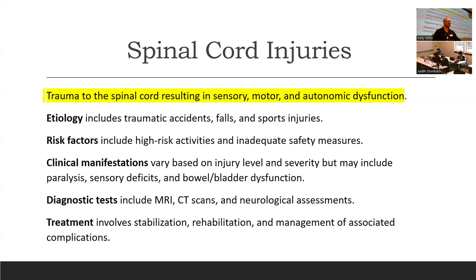Diagnostic tests, big ones are MRI and CT scan. CT scan is quicker, so they'll get them in for CT. And then as time allows, if everything's stable, we'll go into MRI. And then of course, the neurological assessment. Treatment, the biggest one is going to be stabilization, so keeping the neck and the patient aligned, and then managing other complications that come with spinal cord injury.